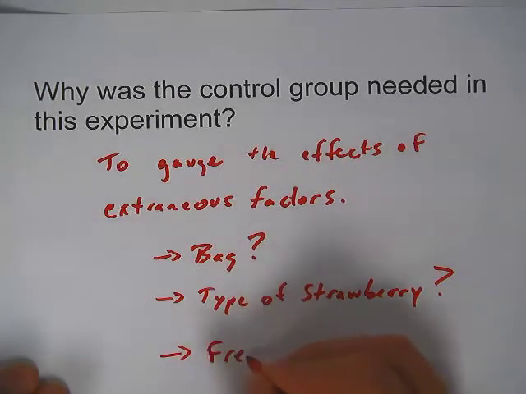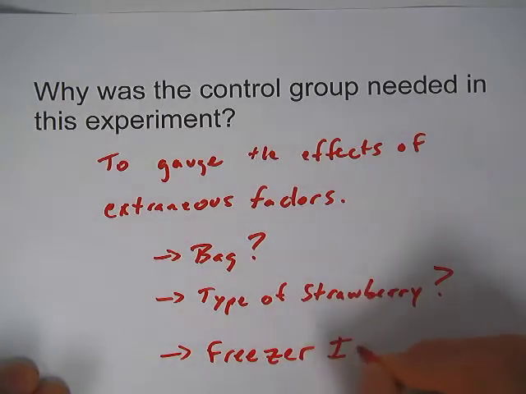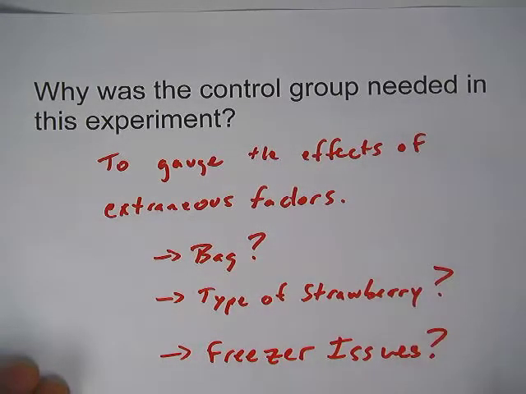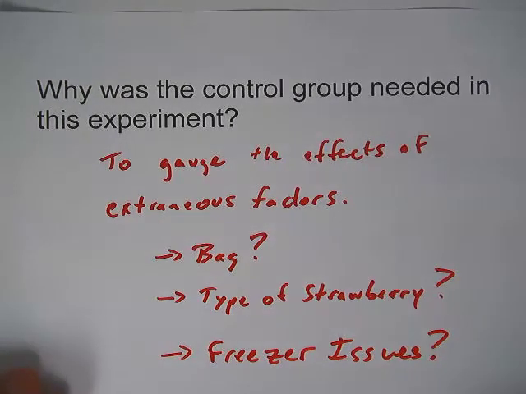And maybe another extraneous factor, maybe there's just an issue with the freezer. Maybe the temperature fluctuates inside the freezer and that causes the strawberries to become more discolored. But again, if we didn't have that control group, we would have no way of knowing that the discoloration was due to the freezer instead of the preservative. So a control group is very, very important to gauge the effect of a certain treatment in those experimental groups.